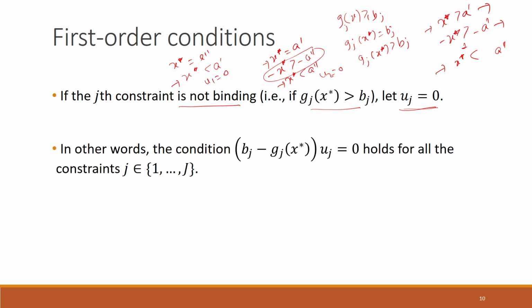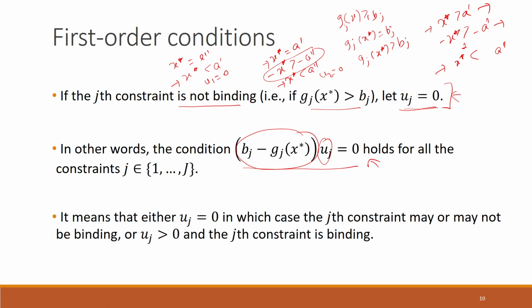Now, how to mathematically write this condition? It can be written in this form here. And why does this work? Because if a constraint is not binding, that is gj(x*) is greater than bj, then this term is not 0, but if this condition has to hold, then uj will be forced to 0. So that is why this condition is mathematically the same as this one. It means that either uj is equal to 0, in which case the jth constraint may or may not be binding, or uj is greater than 0 and the jth constraint is binding.